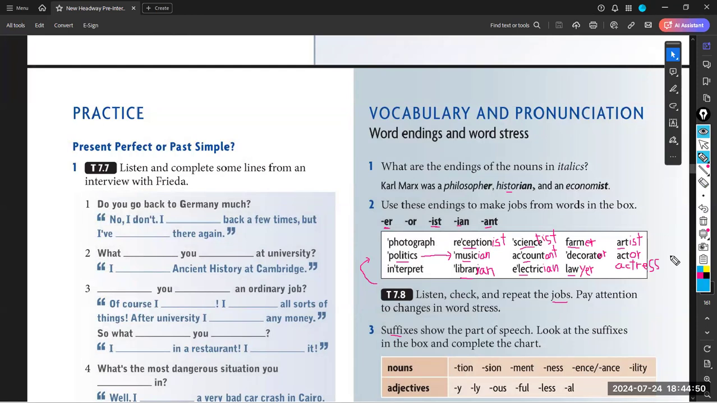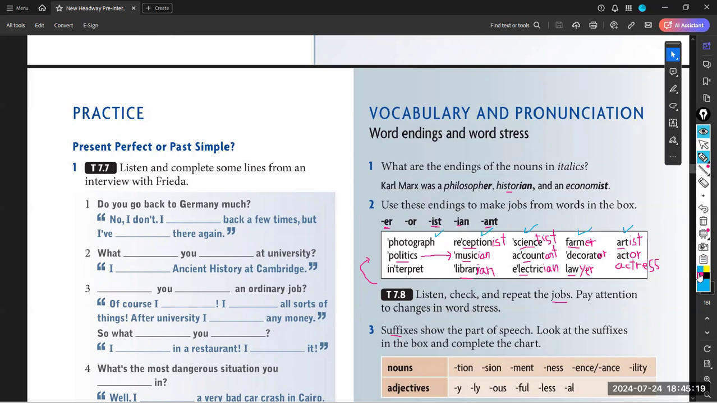Tape script 7.8. Word endings. Photographer. So photographer, it's correct with ER. Receptionist. Receptionist, thank you, it's correct. Scientist. Yes, thank you. Farmer. Farmer, that is it. Artist. Yes, artist. Politician.